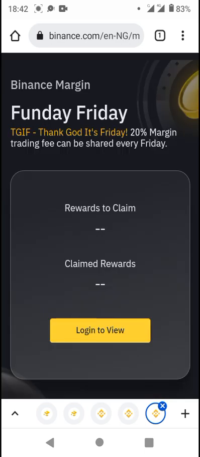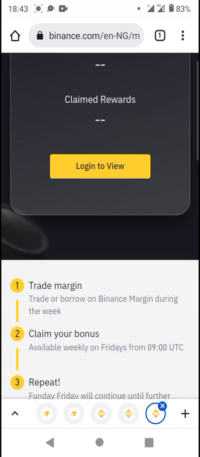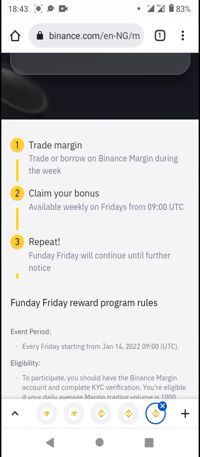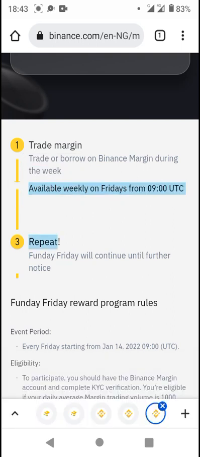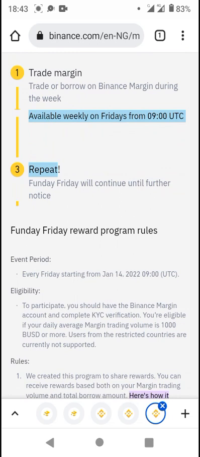Binance margin has the Funded Friday feature, which is a play on the GIF that says thank God it's Friday. This is a 20% margin trading fee share, which can be shared between users who trade or use the Binance margin trading page on a Friday or on a regular basis. All you need to do is trade or borrow on Binance margin during the week, claim your bonus on Fridays, or weekly from 00:00 UTC, and repeat this every Friday.